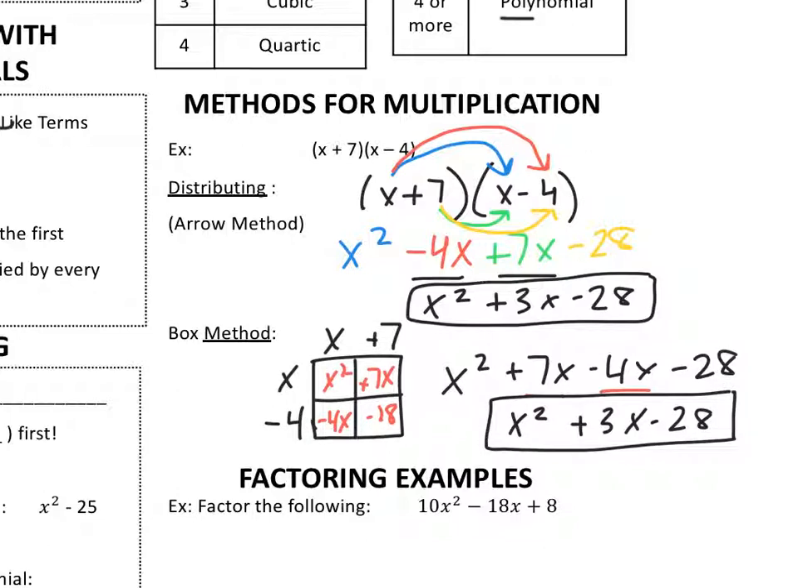Either method works just as well, and if you had a trinomial too, you would just add another box depending on which direction you go. Either method is great. Pick which one works best for you and just pick one and go for it.